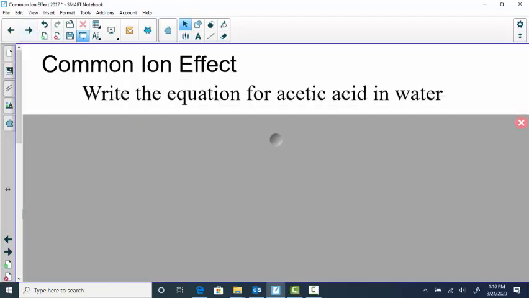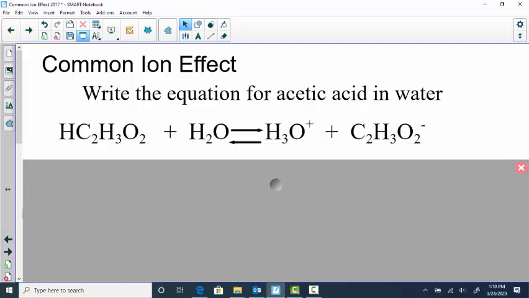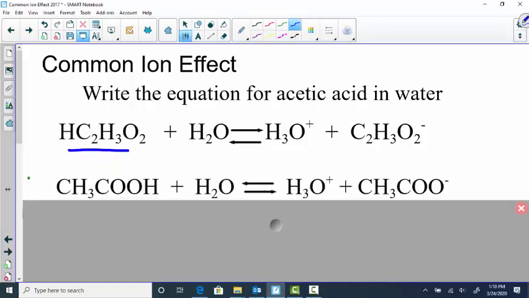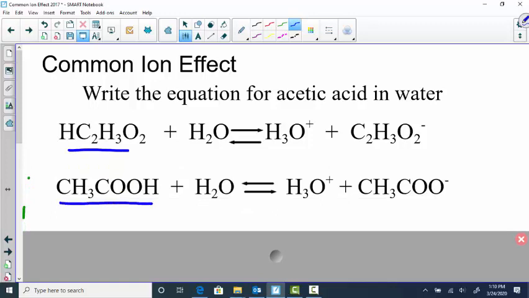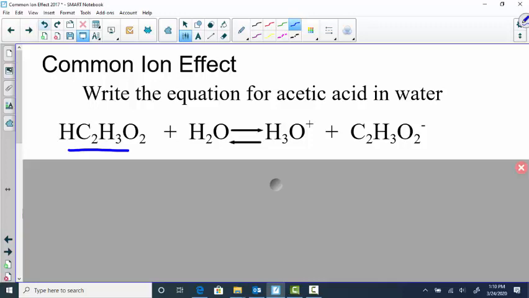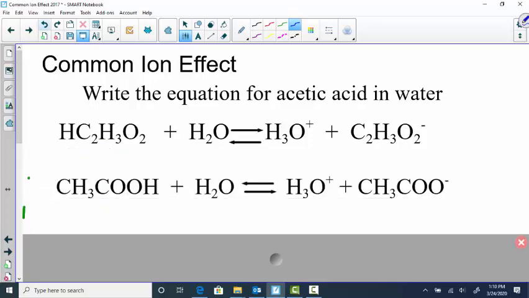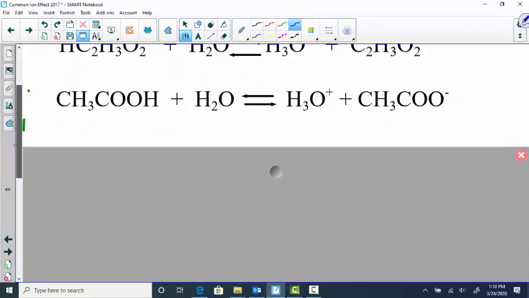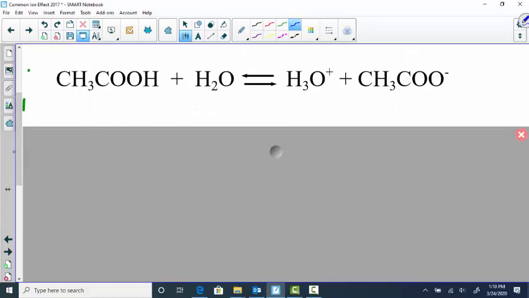The first thing I would like you to do is write the equation for acetic acid in water. This is one of the possible choices that you could write. This is one way to write acetic acid, and this is the other possible way. Either one of those would have been acceptable. I wasn't sure which one you'd write, so I wrote both. But I'm actually going to deal with this particular one.